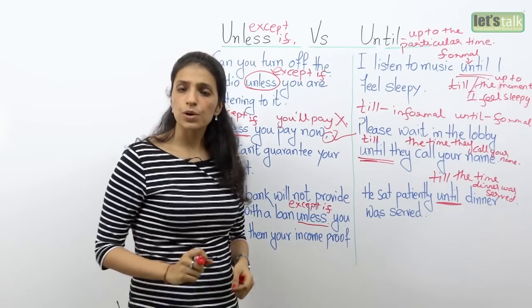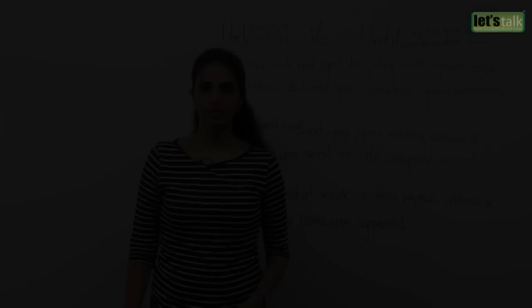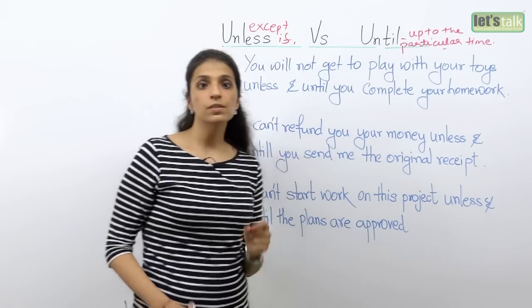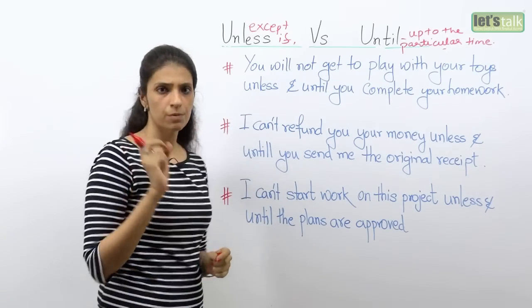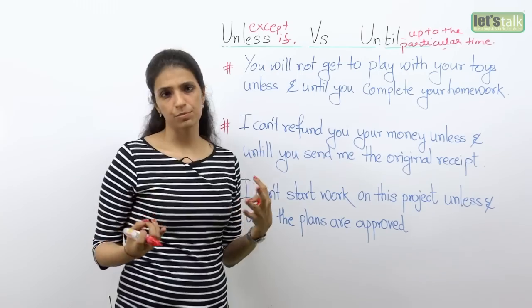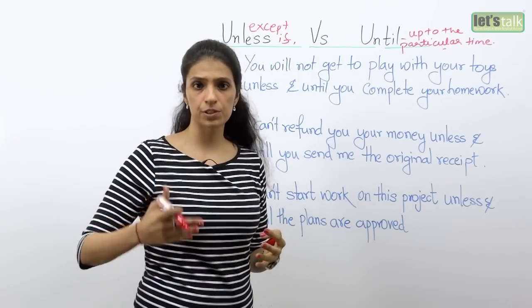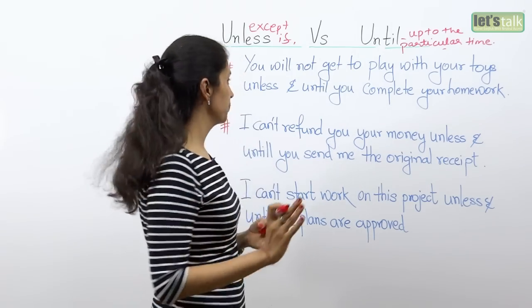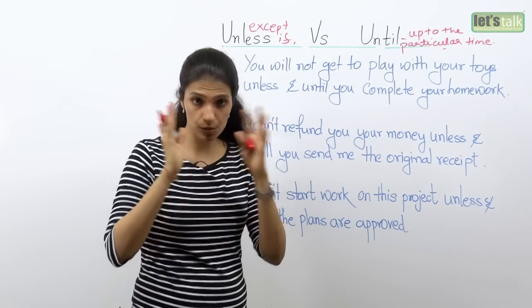Now we are going to take a look at how they are used in the same sentence. So now let's look at using unless and until in the same sentence. Remember, we just learned unless is a precondition, exceptive, and until is in the context of time, up to a particular moment. Now when do we use both in the same sentence? Well, remember they don't mean the same.